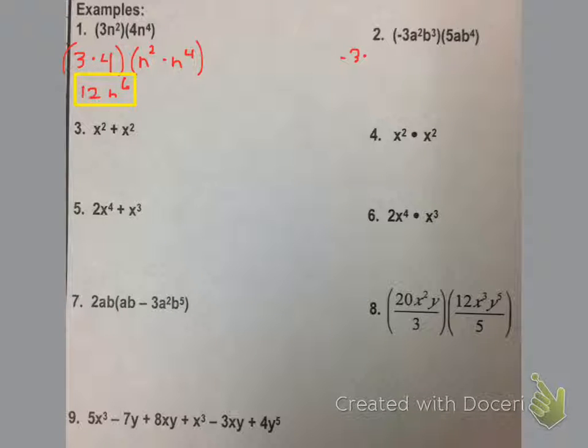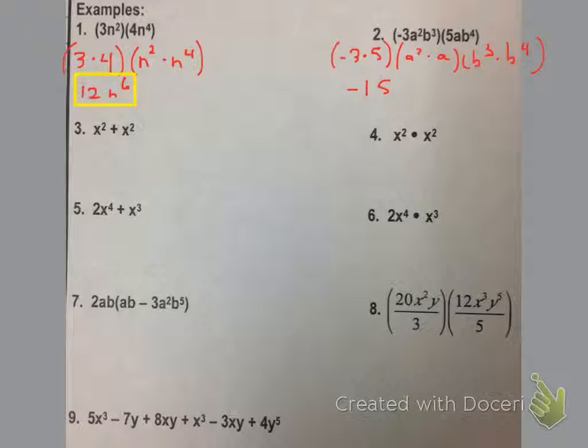Negative 3 times 5. And then our a bases, which are a squared times a. And then our b bases, which are b cubed times b to the 4th power. Okay, so let's go ahead and start simplifying. Negative 3 times 5 is negative 15. A squared times a is what?